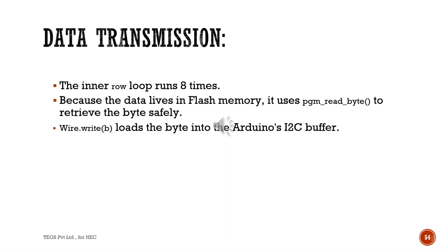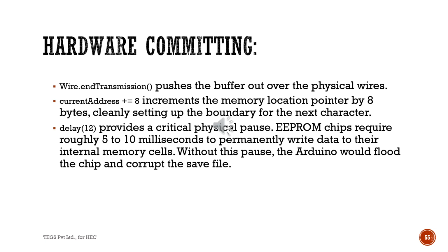Data transmission. The inner row loop runs 8 times. Because the data lives in flash memory, it uses pgm_read_byte to retrieve the byte safely. Wire.write loads the byte into the Arduino I2C buffer. Hardware committing. Wire.endTransmission pushes the buffer out over the physical wire.